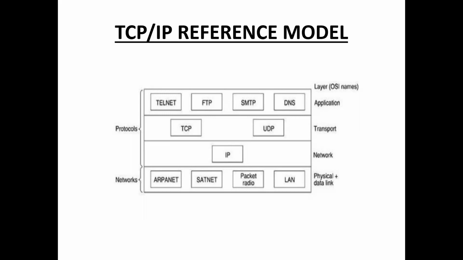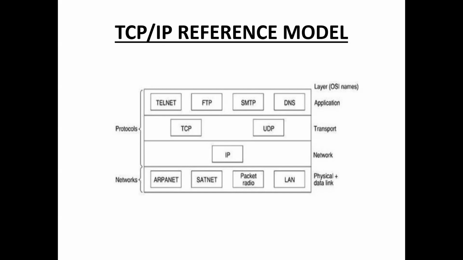So 2 layers are not present in this model: the session layer and the presentation layer. That is the major difference. OSI has 7 layers, TCP/IP has 4 layers. The 2 layers present in the OSI reference model, the session layer and presentation layer, are not present in the TCP/IP reference model.